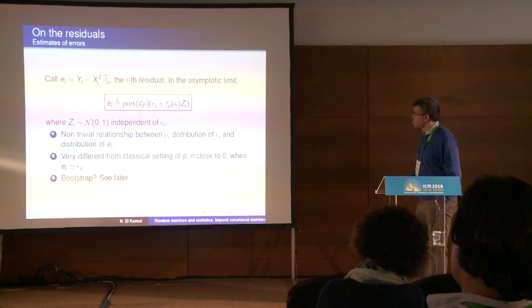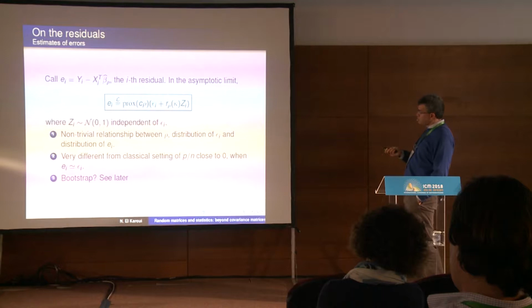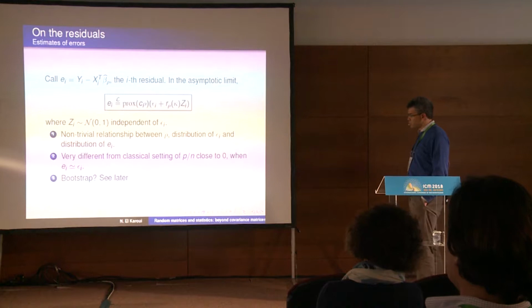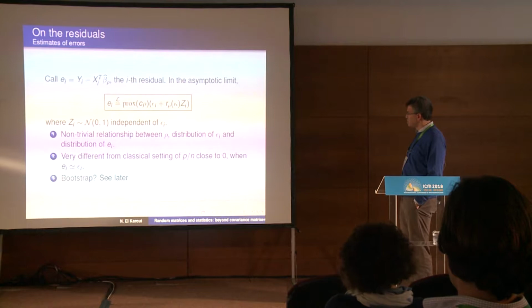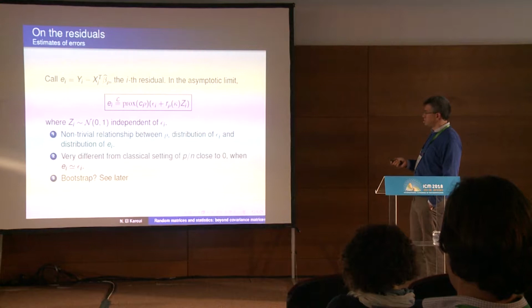What's amusing is there's a non-trivial relationship between rho, the distribution of epsilon_i, and the distribution of the residuals. It's very different from the classical setting where p/n is close to zero, because then the residuals are used because they're good estimates of epsilon_i, again being a bit coarse. And we'll see that that's very important to understand how the bootstrap behaves. Of course, if p/n goes to zero, rho kappa goes to zero, C goes to zero, so this is identity, this is zero, and we recover the classical results. This is quite dependent on the geometry of the design.